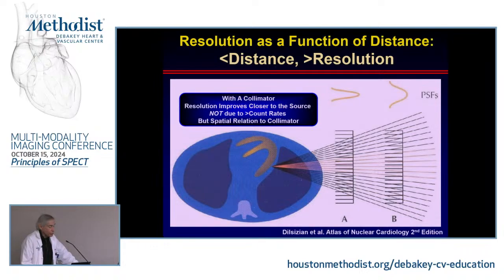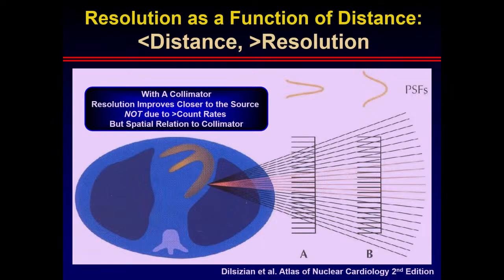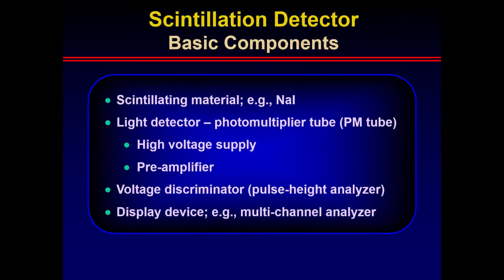All right, and again, this shows the same thing in a more graphic way: as you move the collimator away from the patient, the point spread function gets wider and wider, and therefore your spatial resolution gets more degraded.